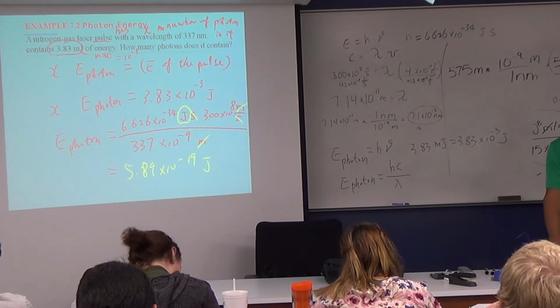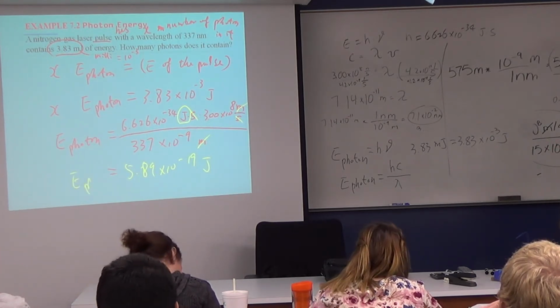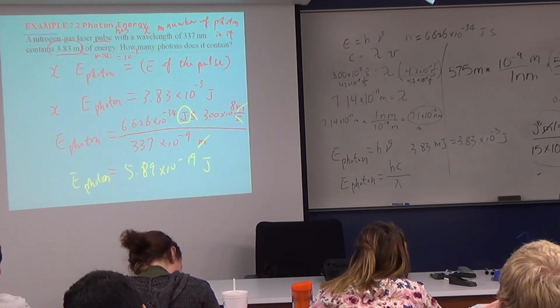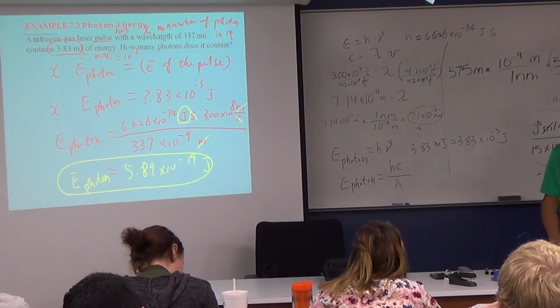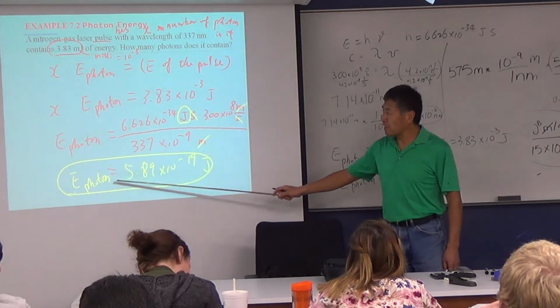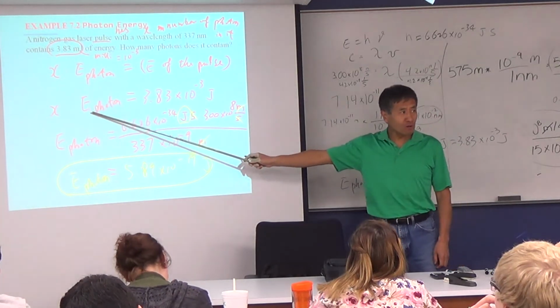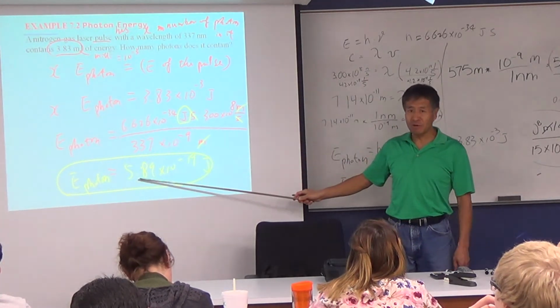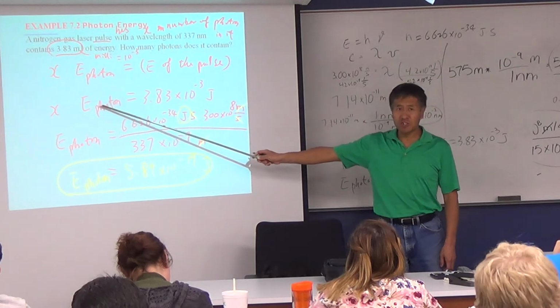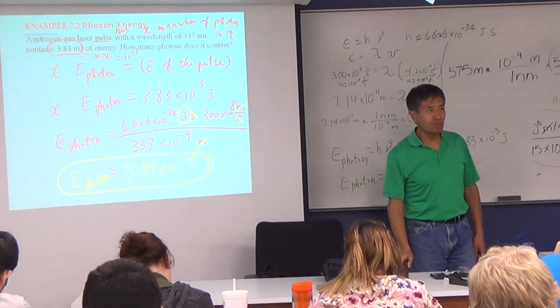So what do we do next? Now we have this number, so let me write them together. One photon's energy is this. So this is the energy for one photon. Now you have a number, so you can divide this number out, and you get the x number. Understand?